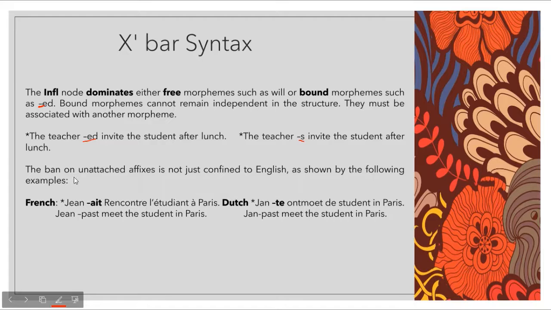The ban on unattached affixes. Do you remember morphology? Is not just confined to English as shown by the following examples. John est rencontré l'étudiant à Paris. مهم Dutch, I'm not a Dutch speaker, so John T ontmoet the student in Paris. I don't know if this is how it is read, I'm not sure.